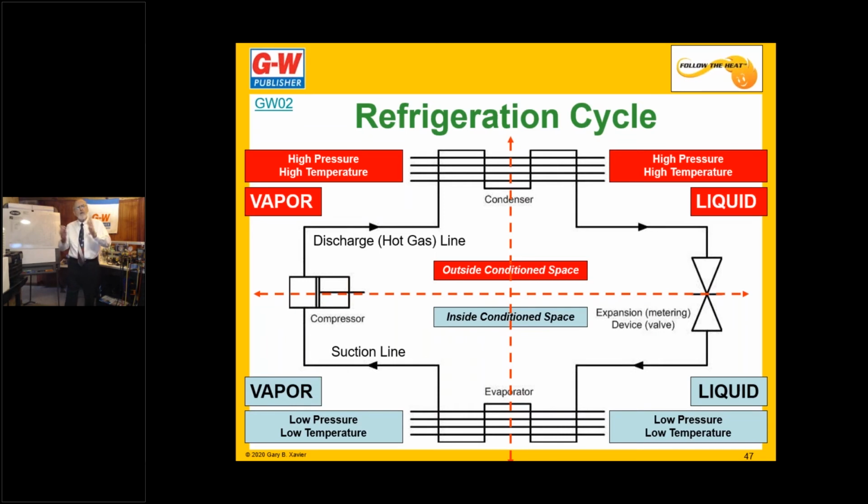Coming out of the condenser and going all the way back to the metering device, we call that line by what's in it as well. We call it the liquid line. So there is our cycle.